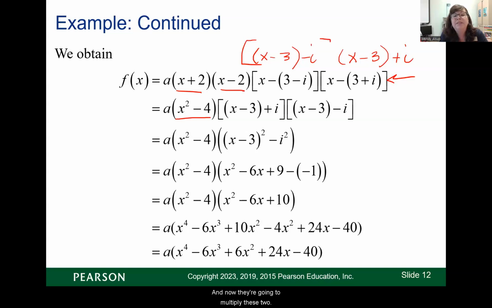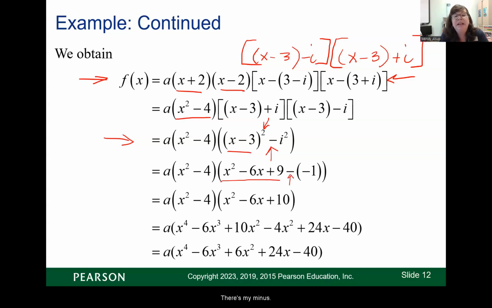And now they're going to multiply these two. Well, they can multiply these two using the same method that they used for the last one, and it's going to be the x minus 3 squared, okay? Again, with the minus sign of the last term squared, the i squared, all right? So if you don't understand how they got from this step to this step, then pause me, rewind, and listen to that explanation again. All right, now we've got x squared minus 4, times x minus 3 all squared. If you use FOIL on it, that's going to be x squared minus 6x plus 9.